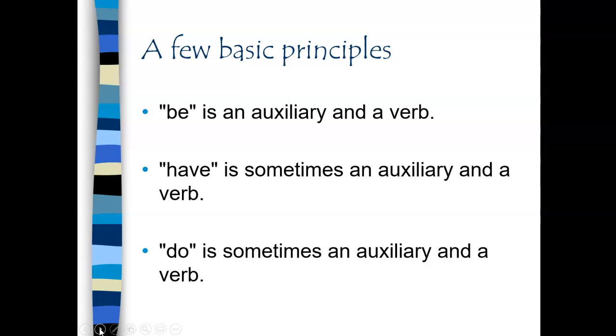A few basic principles that we want to tackle just to remind us about making questions is that the verb to be can be an auxiliary and it can also be a verb. Have also can be its own verb, and sometimes it is an auxiliary verb. And do also is sometimes an auxiliary and a verb. So you have to look at the sentence to determine if the word is playing a function of an auxiliary or as a verb.